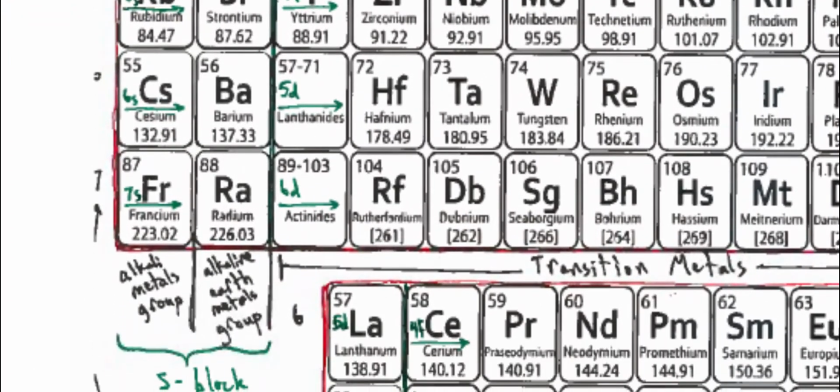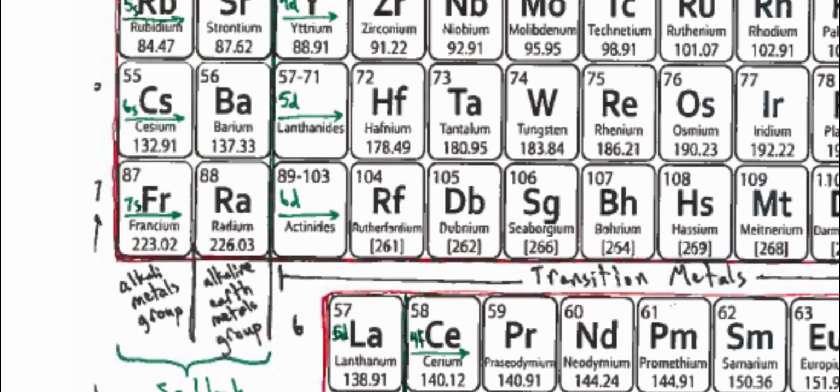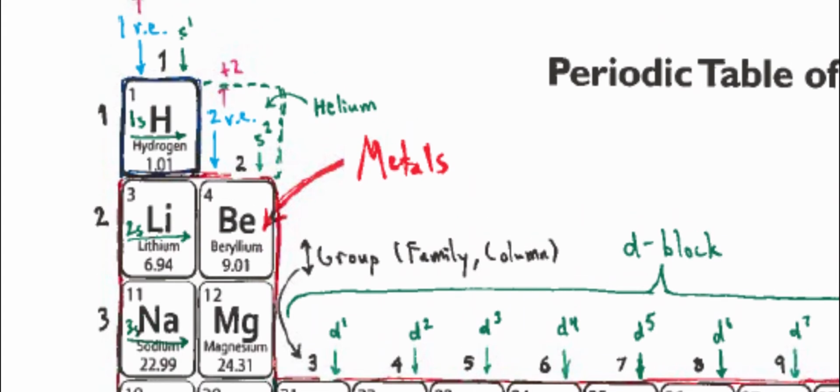Everything in group or column 1 is called the alkali metals group. Okay, so these are all alkali metals. Francium, cesium, rubidium, potassium, sodium, and lithium are all alkali metals. Hydrogen is also in the alkali metals group, even though we're considering it a nonmetal. So it feels kind of weird, but it's all in the alkali metals group.